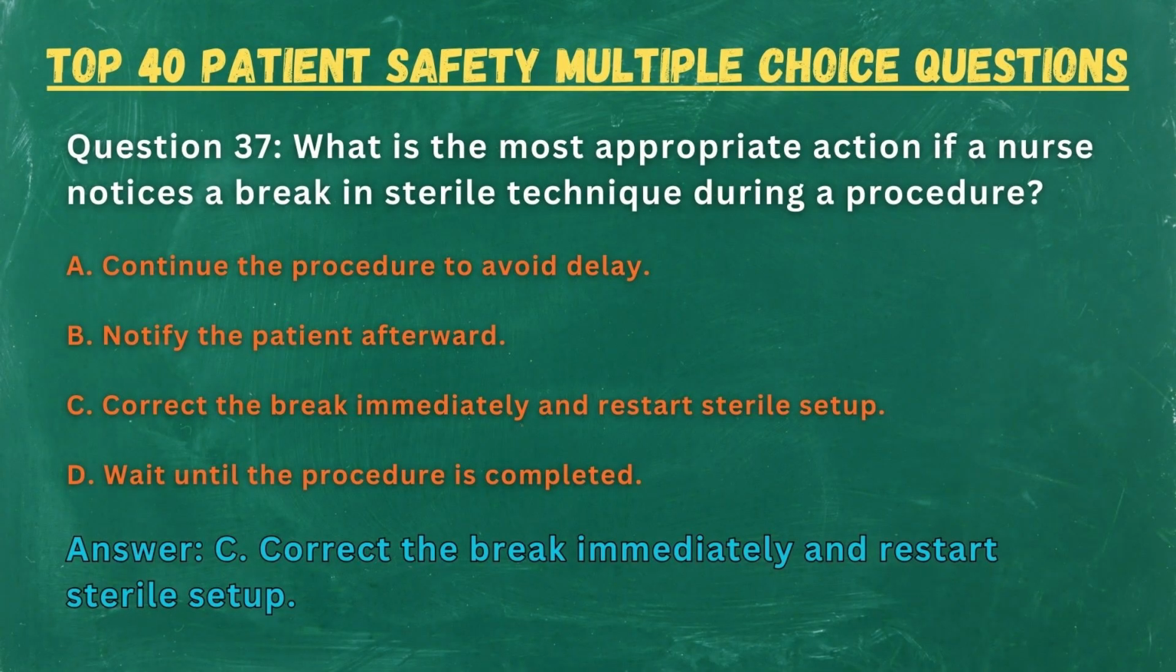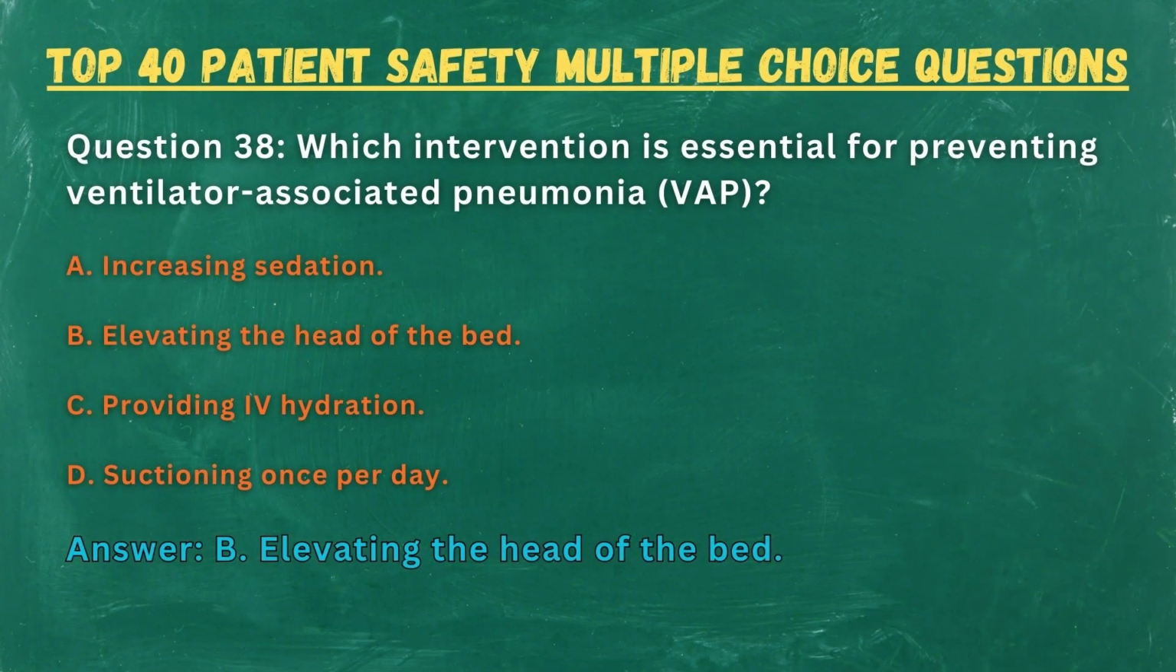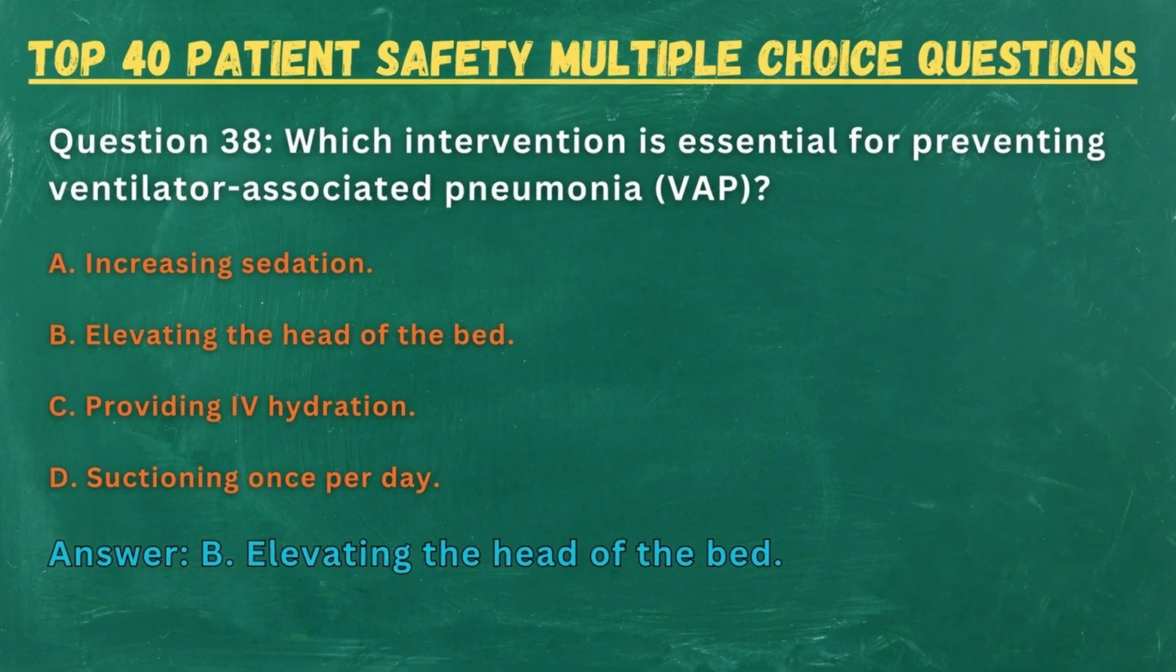Answer: C. Correct the break immediately and restart sterile setup. Question 38. Which intervention is essential for preventing ventilator-associated pneumonia, VAP? A. Increasing sedation. B. Elevating the head of the bed. C. Providing for hydration. D. Suctioning once per day.